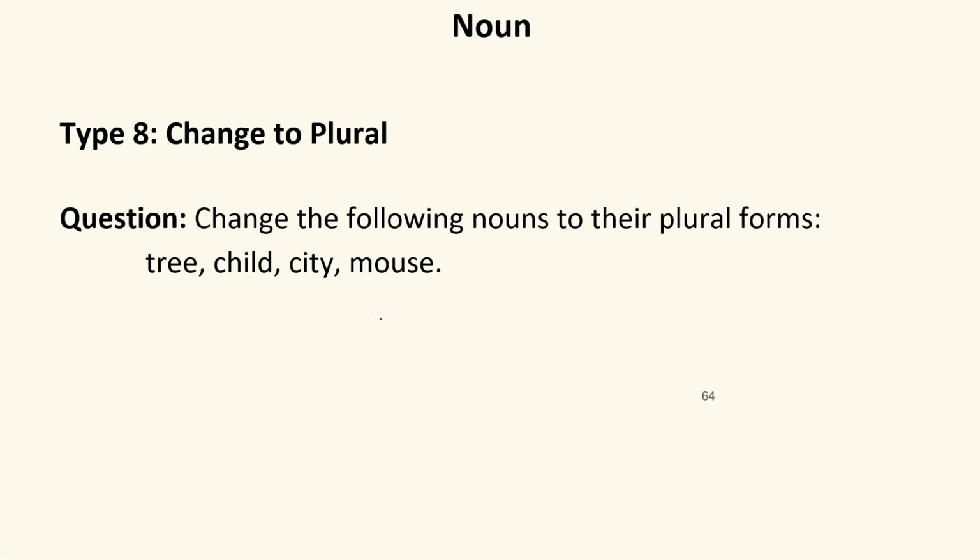Change the following nouns to their plural forms. Now tree can be converted into plural form like trees. Child is children. City. Now this word ends with Y. Whenever we convert such a word into plural form, we replace Y with IES. So cities. It will be converted like this, cities.